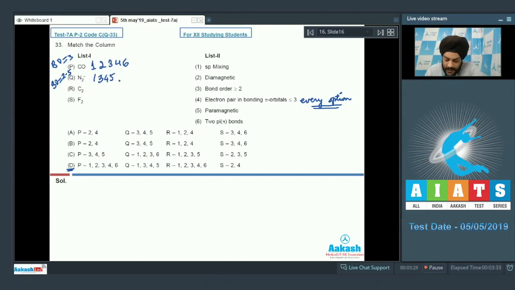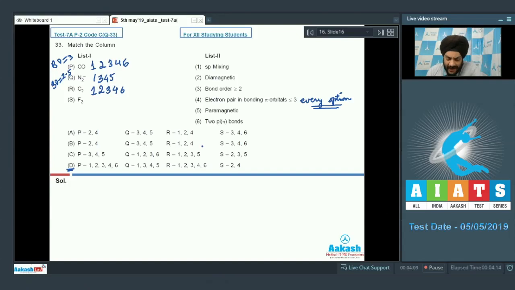If you talk about the R option now, C2. So in C2 we have sp mixing. C2 is diamagnetic. C2 has a bond order equal to 2. So 3 will also be a match. 4 will be matched with every option. C2 is diamagnetic, it is not paramagnetic. If you talk about the sixth option now, which is the number of pi bonds, it has a bond order equal to 2 and both of these bonds are the pi bonds. So 6 will be a match with R.